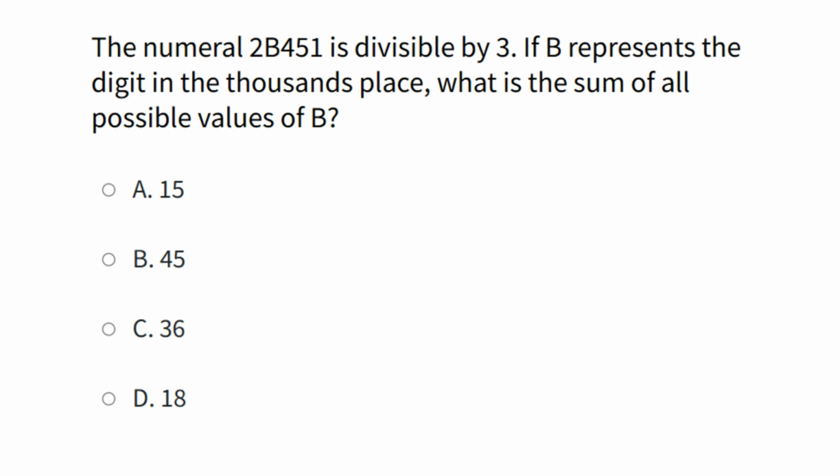For our 6th question, the numeral 2b451 is divisible by 3. If b represents the digit in the thousands place, what is the sum of all possible values of b? A. 15, B. 45, C. 36, D. 18.